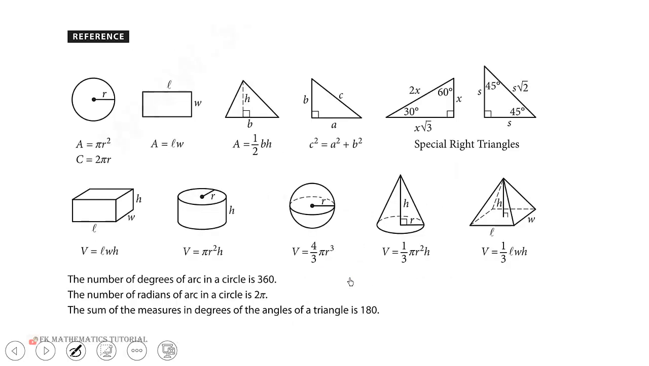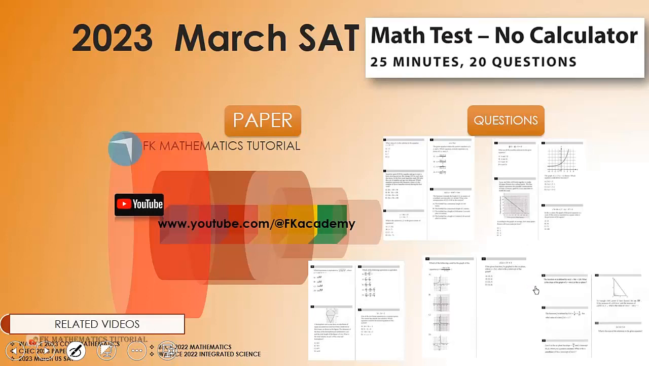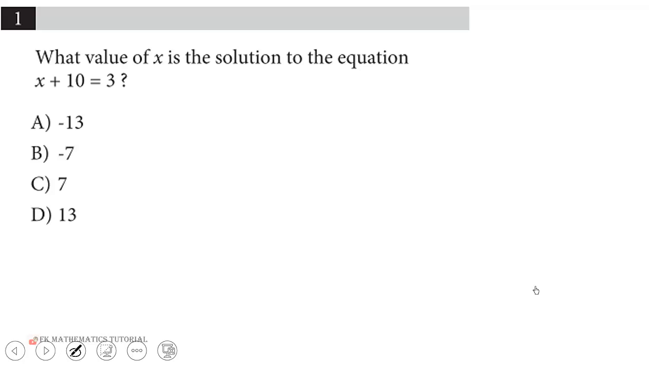So also there are some references here that you can use. We have the circle, area is pi r squared, up to the volume, 1 over 3 LWH. So let's go straight to the first question. So the first question is question number 1 here.